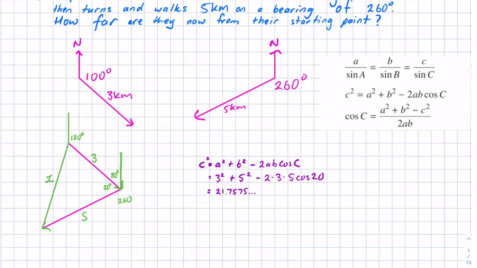Put that all in your calculator. Now remember, you can't do 3 squared plus 5 squared minus 2 times 3 times 5 and put that in your calculator. Because this is all grouped together, the multiplication has to come first, so that all needs to go in the calculator at once. Then, of course, we need to square root it to find c, and that's 4.66 kilometres to 2 decimal places.